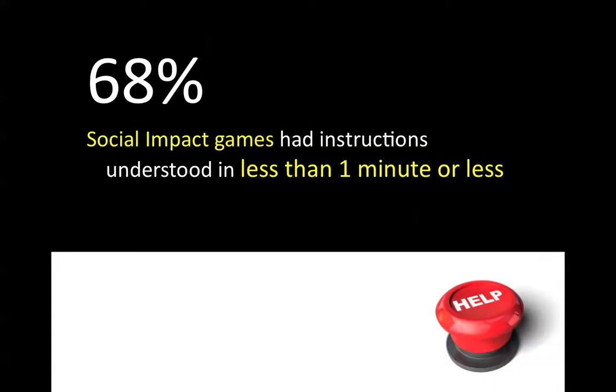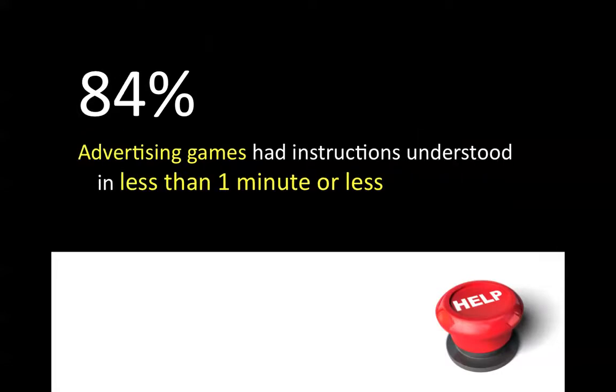68% of the social impact games had instructions that were understood in less than 1 minute, which is really nice. While 84% of the advertising games had instructions that were understood in less than 1 minute. So you can notice that the advertising games tend to be a bit simpler to understand.